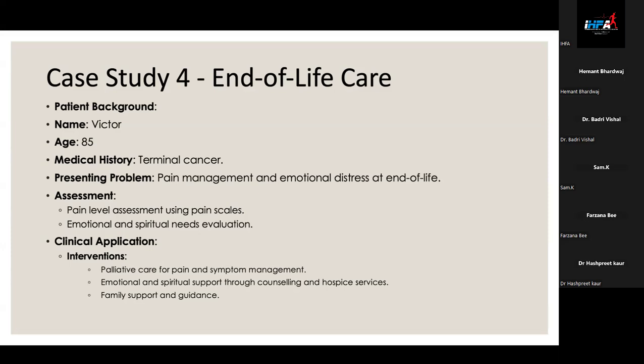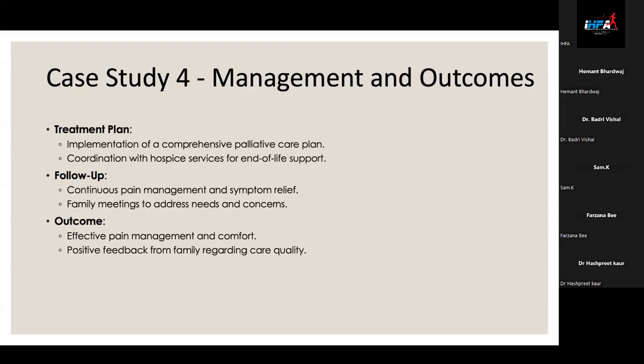And once the family was ready, and they came on our request, we gave them family support and guidance so that they can also manage the patient well. The treatment plan of implementation of a comprehensive palliative care plan and coordination with the hospice service for end of life support was one of the best things that we did with this particular case. Continuous pain management and symptomatic relief was what we went on with for this patient, and family meetings to address the needs and concerns were done.